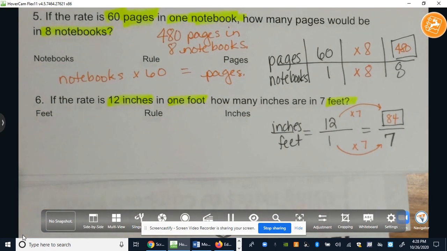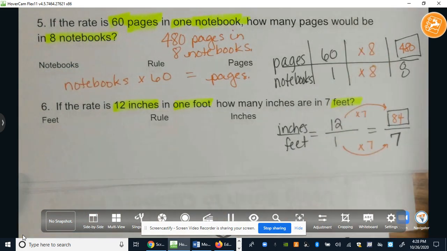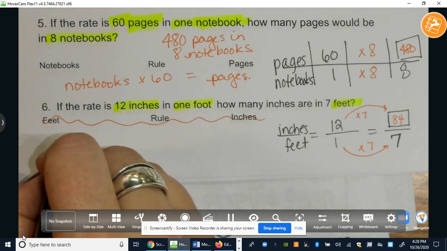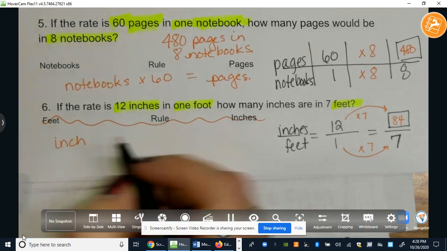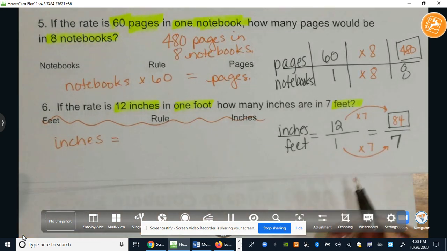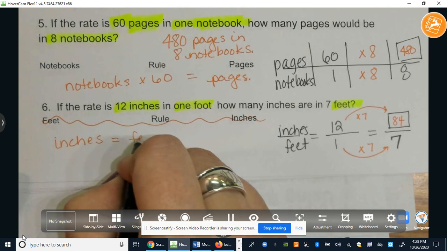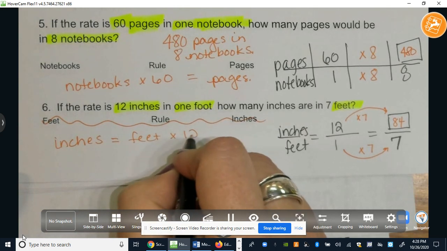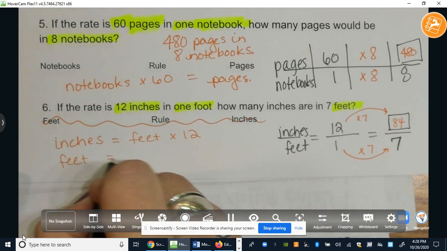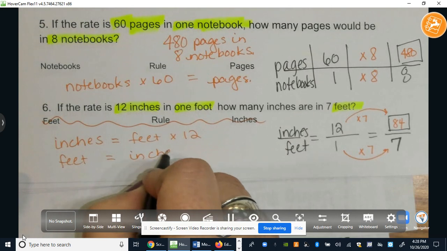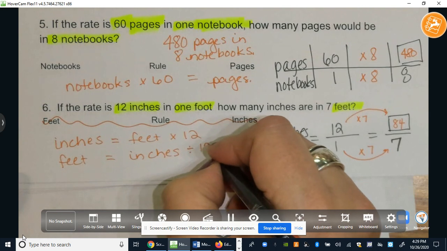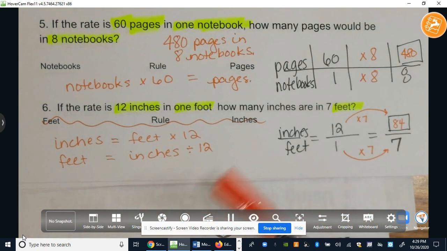So my rule is to find my feet. I don't like how this is set up, so I'm going to just rewrite this. So to find my inches, I need to take my amount of feet and times it by 12. You can also figure out the amount of feet you have, if you have your inches, by doing the inverse operation of multiplication, which is division, and divide by 12. All right.